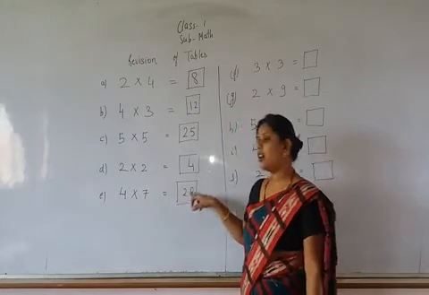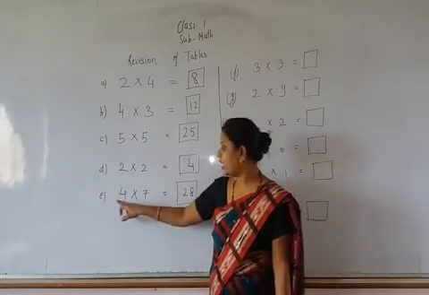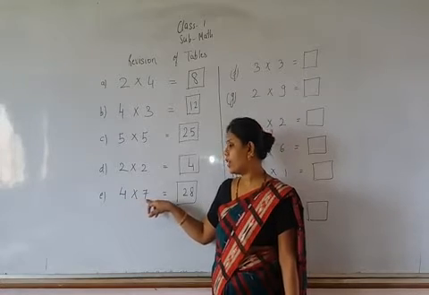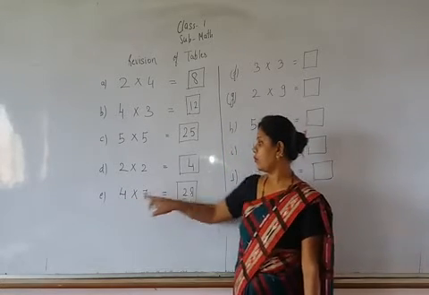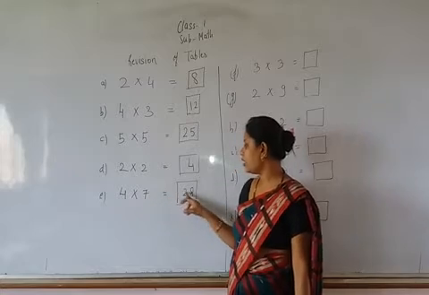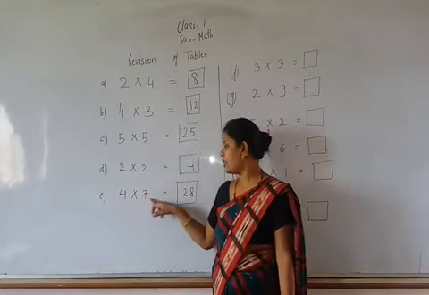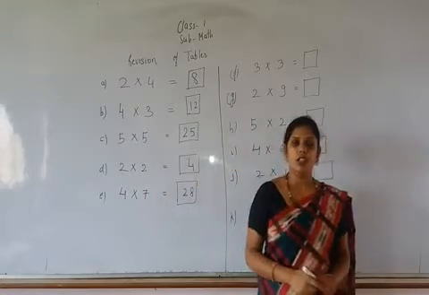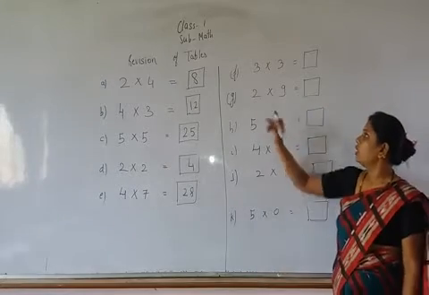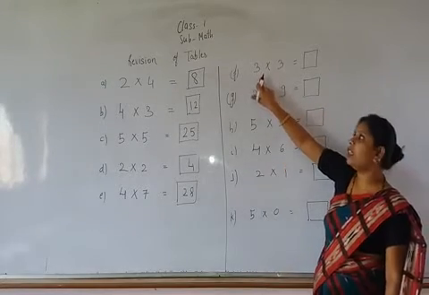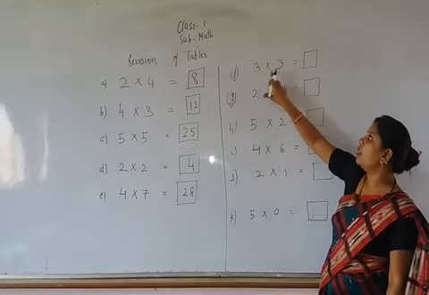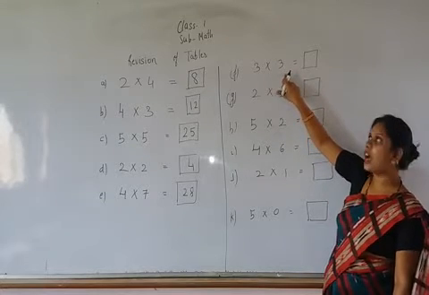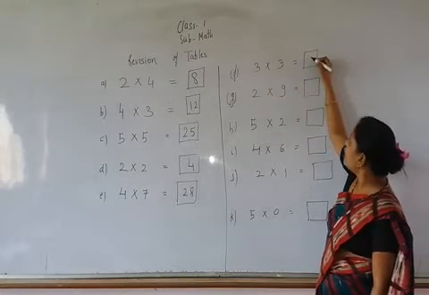4 7s are 28. Or we can read it as 4 into 7 is 28. Now next question. Which number is this? 3. And this is also 3. 3 3s are 9.